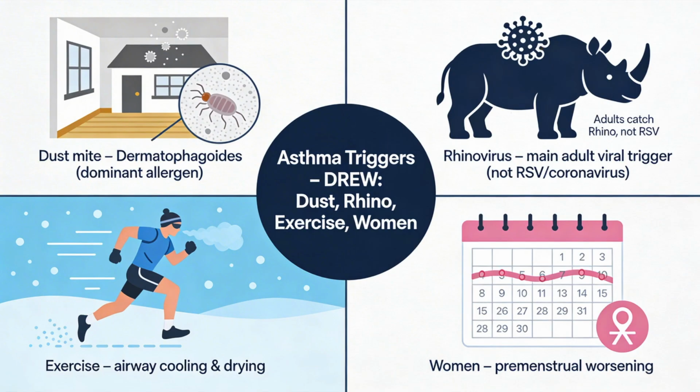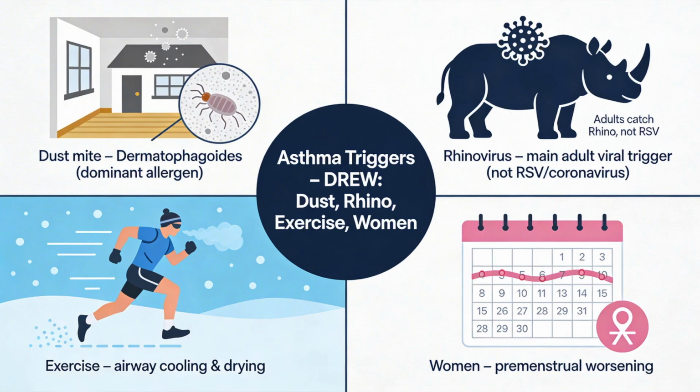All right, future pulmonologists, here's a golden high yield chart topic: asthma triggers. The question asks what's not true. The wrong option is RSV and coronavirus being the main adult triggers. Nope. The big culprit in adults is actually rhinovirus. You can remember it with the clue: adults catch rhino, not RSV. The rest are true. The dust mite Dermatophagoides is the number one allergen.